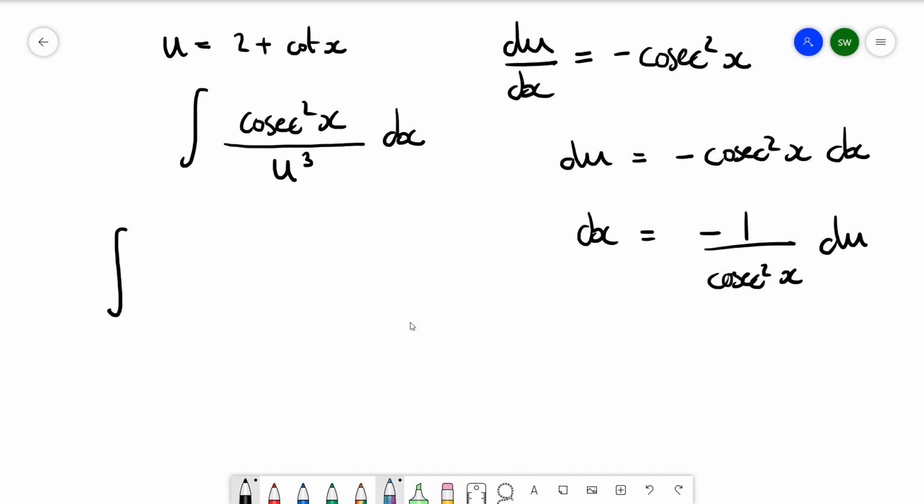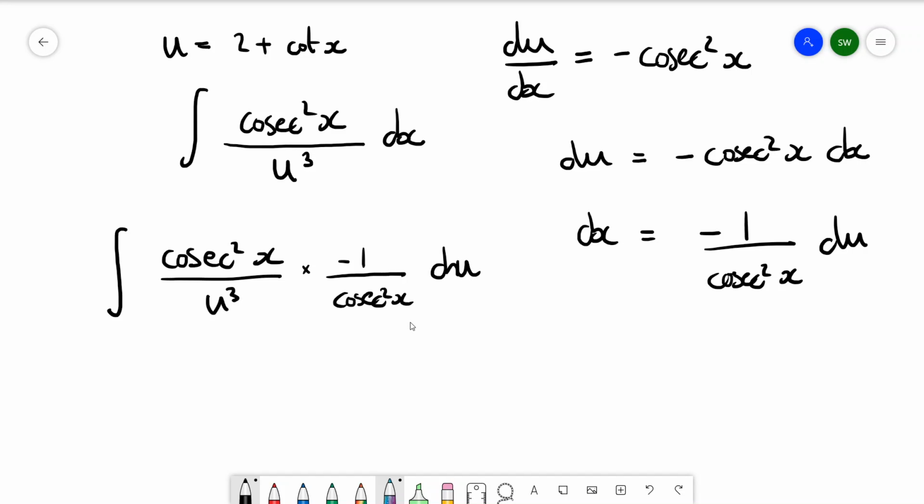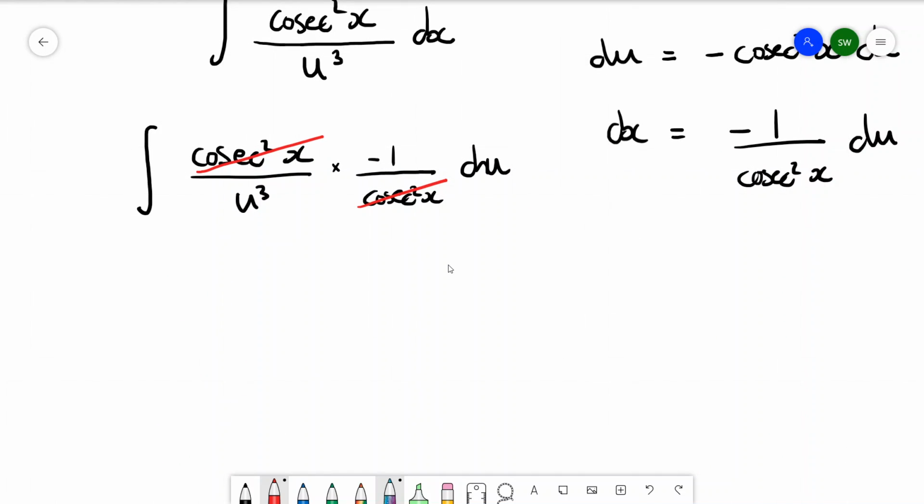So we can change this into a du integral, because we're going to have cosec squared x on the numerator, u cubed on the denominator, and then we're going to times by minus 1 over cosec squared x du. Okay, so the reason why this works is because we chose u so that we're going to divide by its derivative, and we're going to cancel the cosec squared x. So at this point, we've basically got the integral of minus 1 over u cubed du.